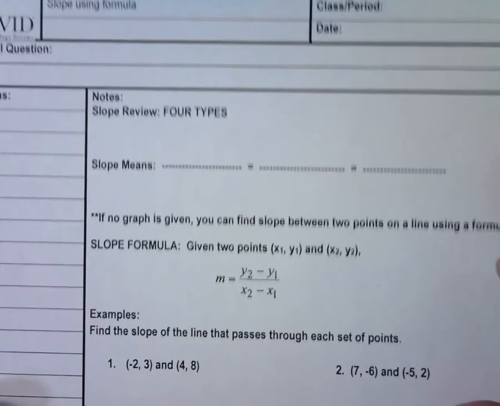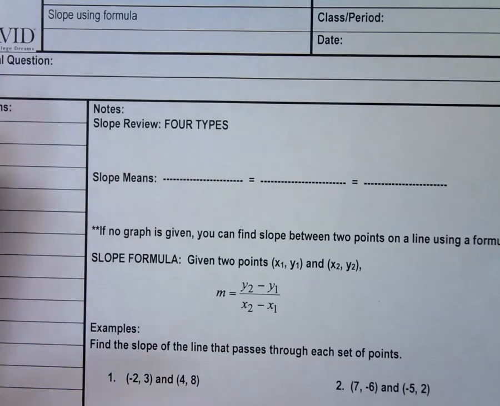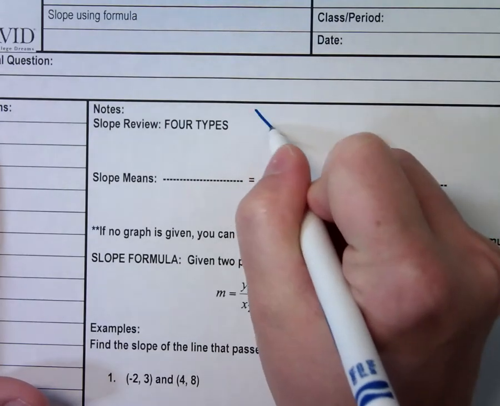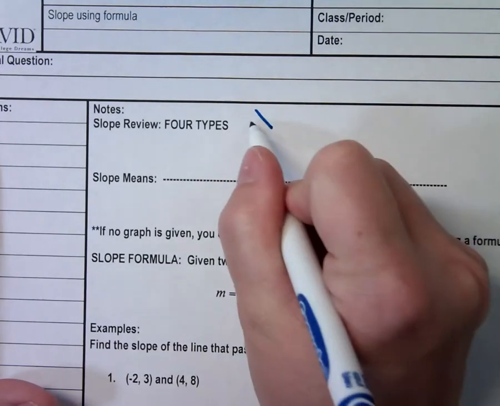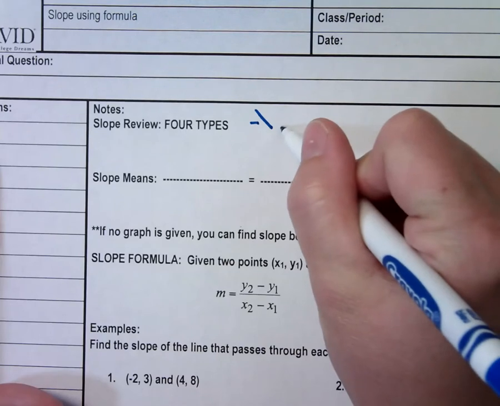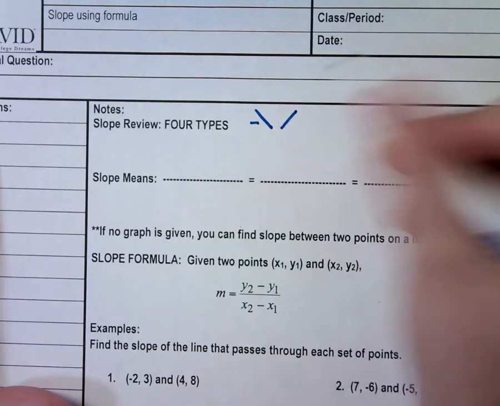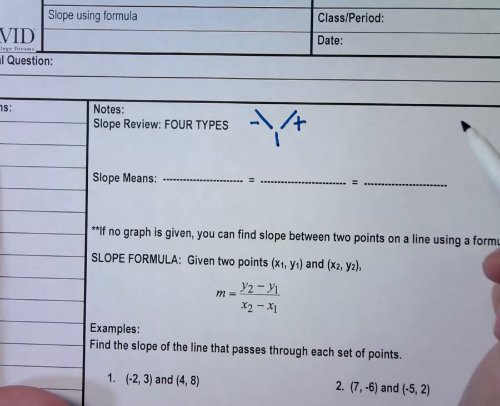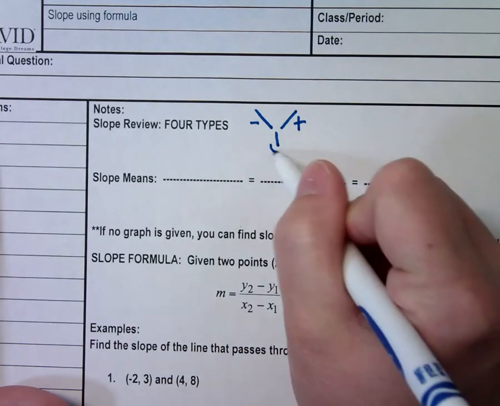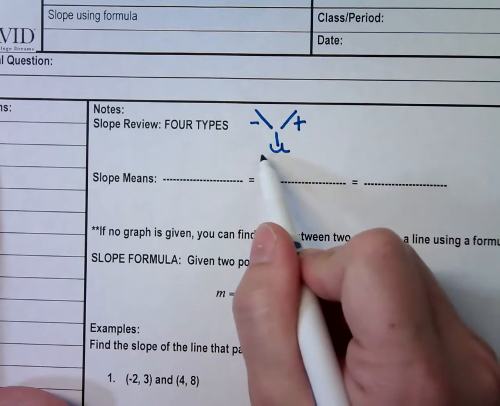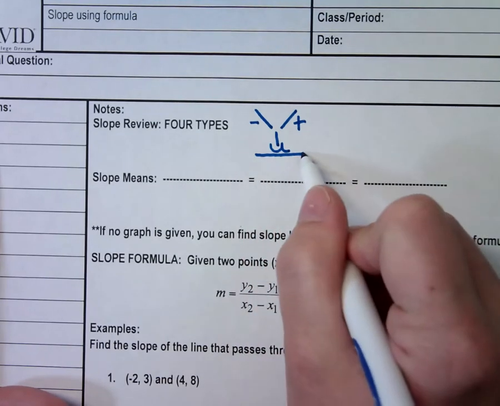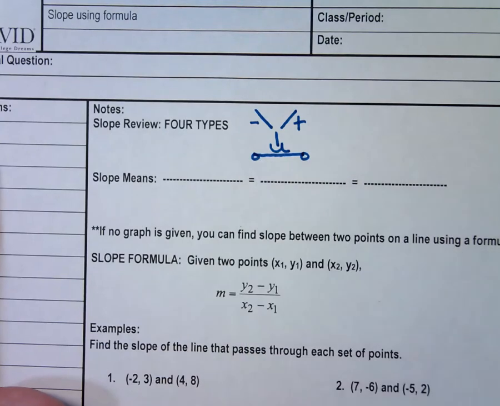So before we get to that, let's just review our four different kinds of slope. So let's talk about our slope dude. This line has what kind of slope? Negative. This line has what kind of slope? Positive. Our vertical line, what kind of slope? Undefined. And our horizontal line, what kind of slope? 0. And those are our four kinds of slopes.